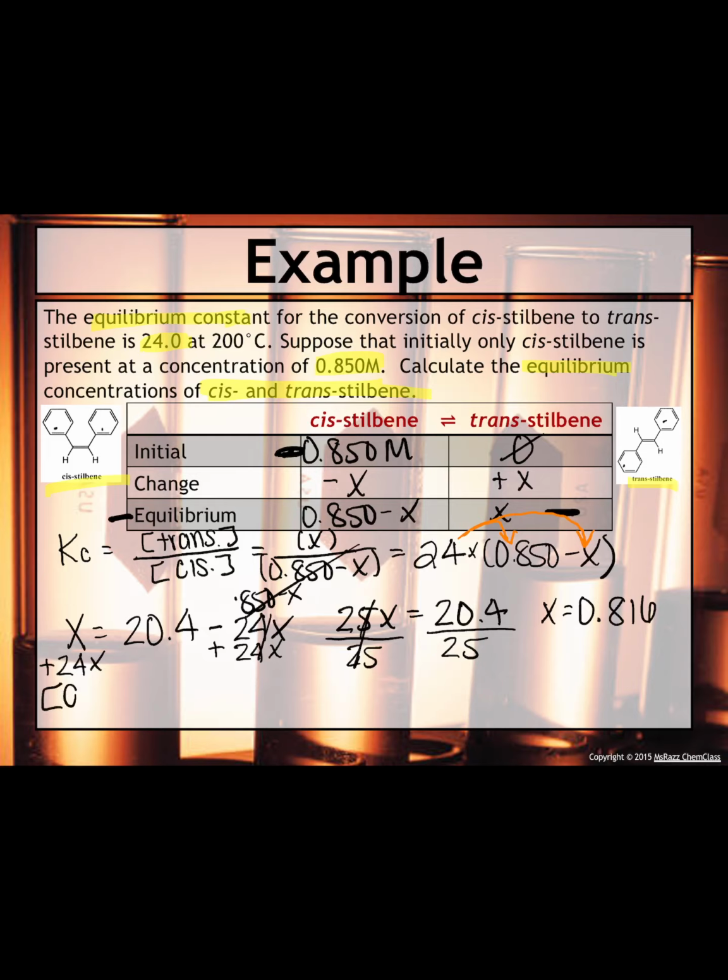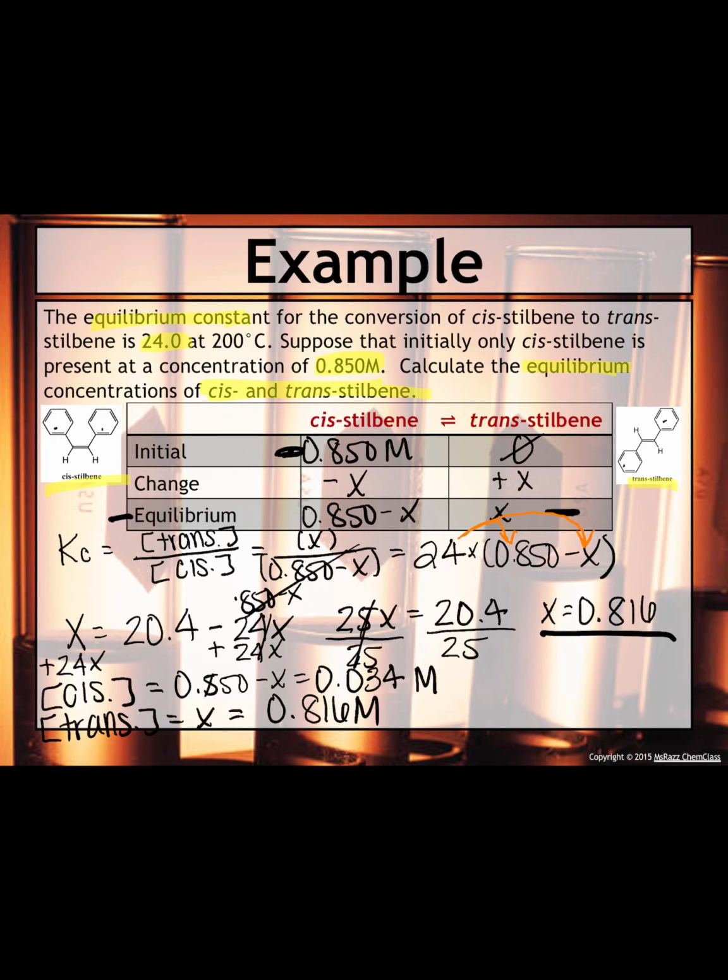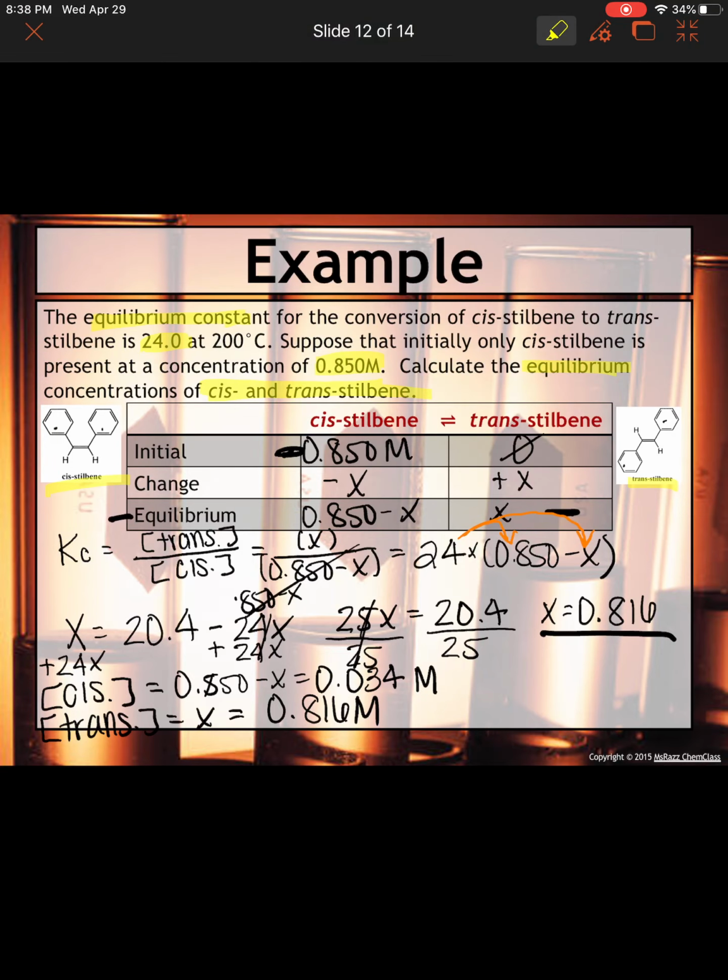So the concentration of cis stilbene, I'm just going to put cis for short, is equal to 0.850 minus x. So 0.850 minus 0.816 is equal to 0.034. And then the concentration of trans stilbene is just equal to x, which is equal to 0.816, and these are measured in units of molarity. So that is it. That will be my final answer.